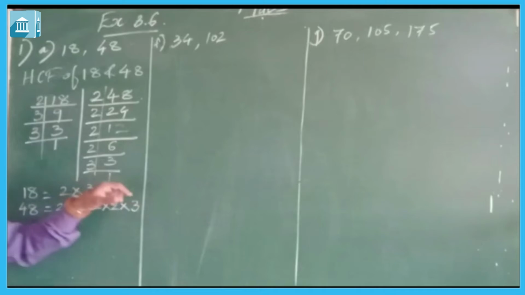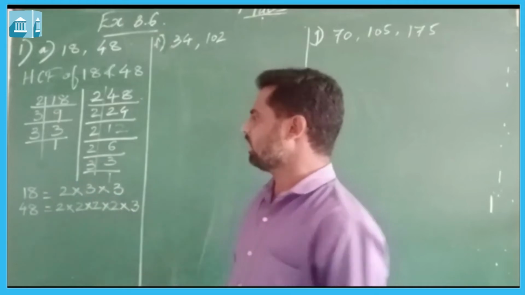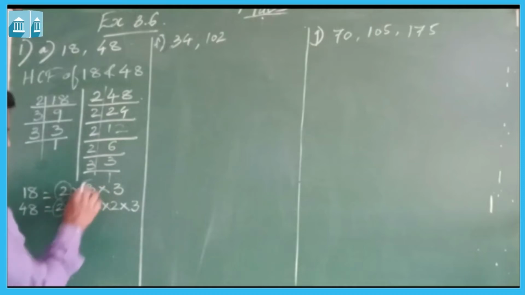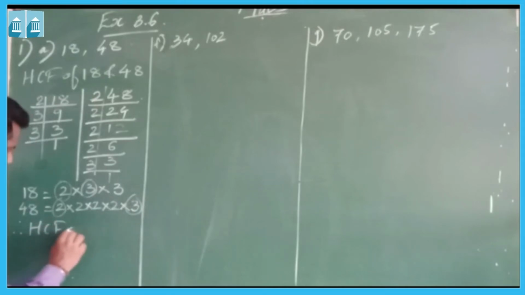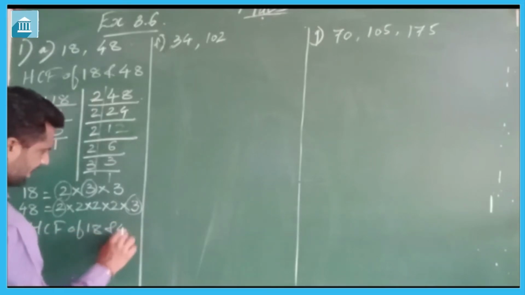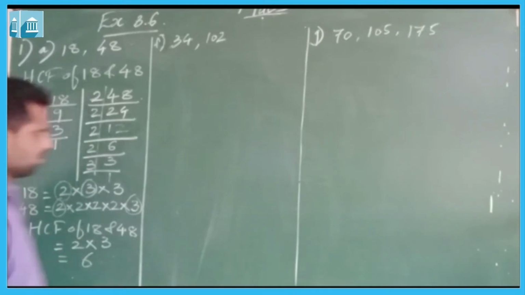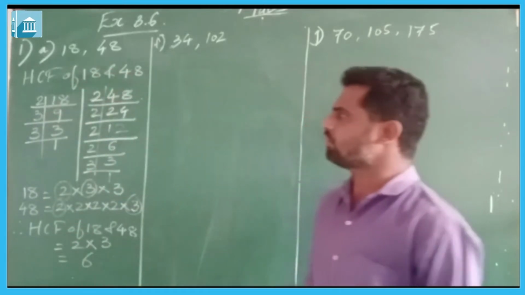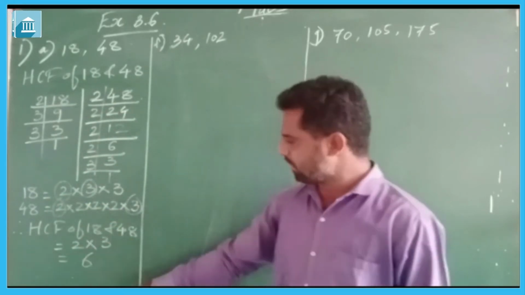Now to find out the HCF, as we had done in the example, to find out the HCF of these two numbers, we have to find out the common. Common is 2 and 3. So therefore, HCF of 18 and 48 is equal to 2 into 3, which will be equal to 6. So the HCF of 18 and 48 is equal to 6. First we had done prime factorization and then we had found out the common factors and multiplied them.